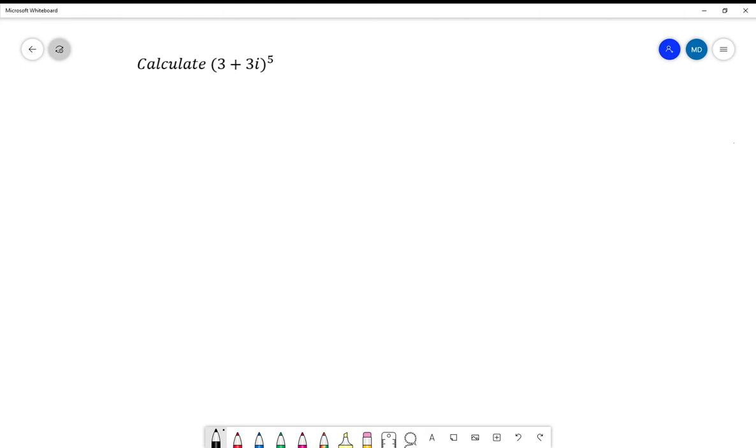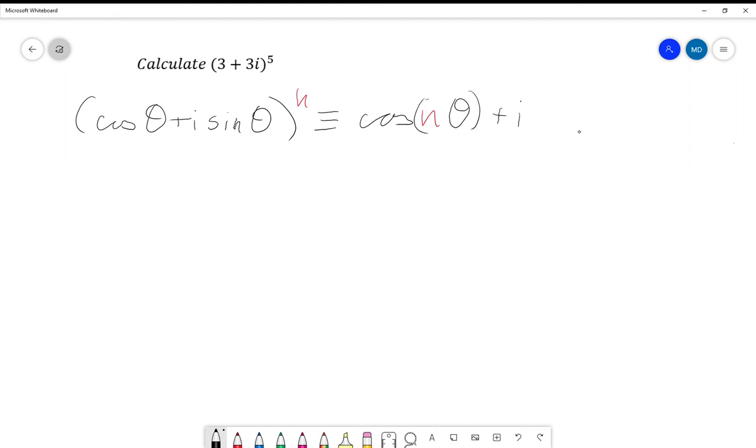So de Moivre's theorem tells us one simple thing: if you have cosine theta plus i sine theta all to the power of n, then that is exactly the same thing as cosine of n theta plus i sine of n theta.